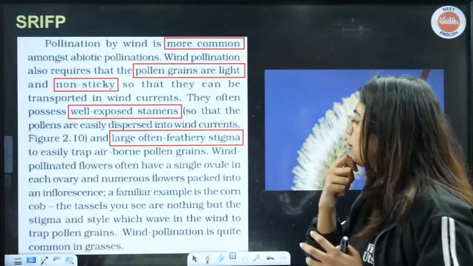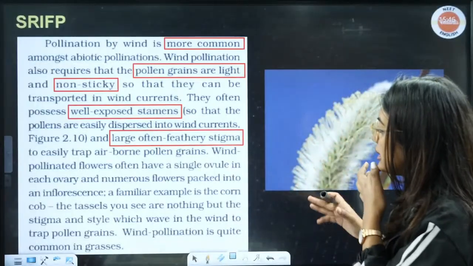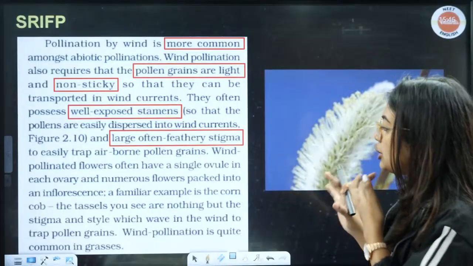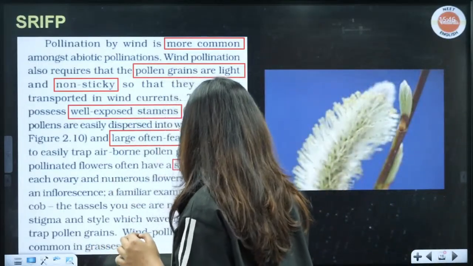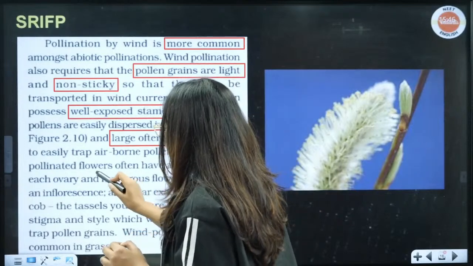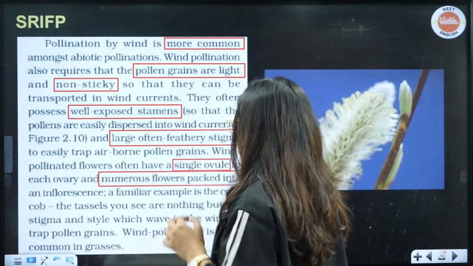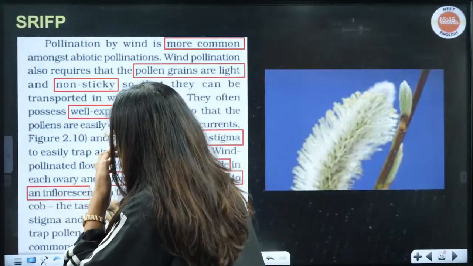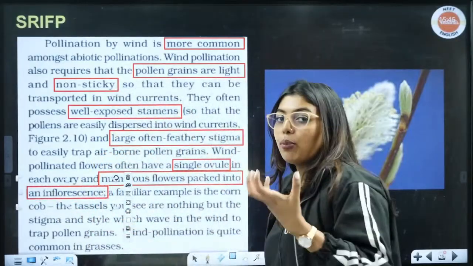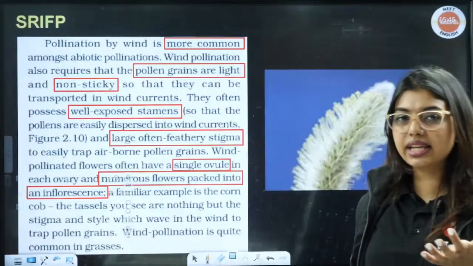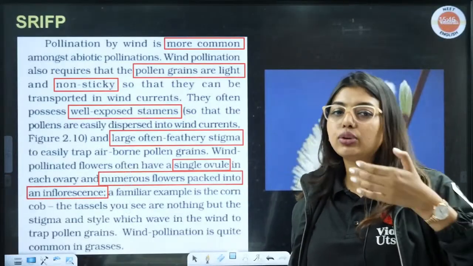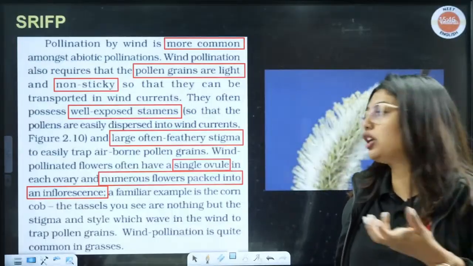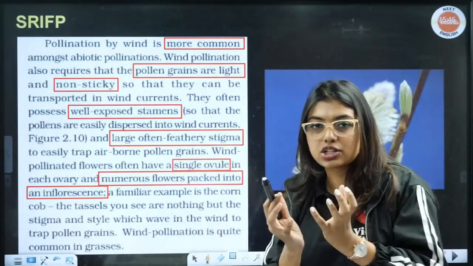Okay. Now wind pollinated flowers often have a single ovule in each ovary and numerous flowers. Okay. So what happened? They will have a single ovule most of the time. Okay. And they will have numerous flowers which are packed into an inflorescence. So students, it usually is so that more pollen grains, okay, can be scattered at the same time. Because if the flowers are too tiny, it is too difficult for the wind to carry the pollen grains, right? It will be very difficult. So what they do, they come to a cluster of flowers.